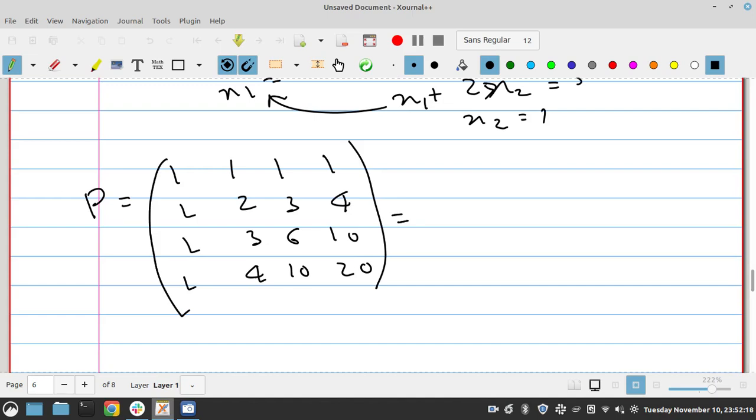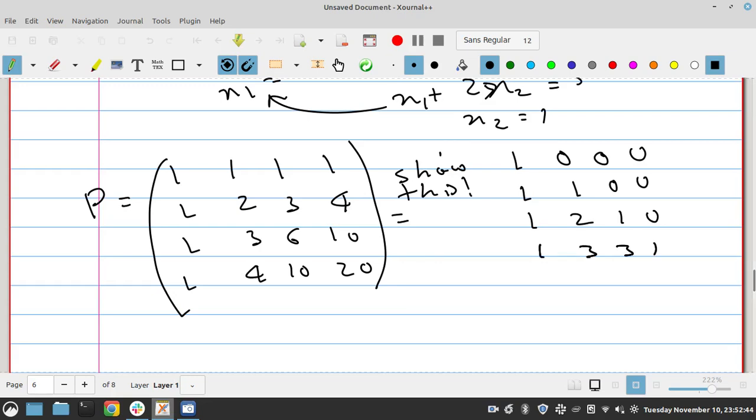This I can write as an LU matrix. This can actually be written as 1 0 0 0, 1 1 0 0, 1 2 1 0, 1 3 3 1. Okay, so this is how P can be written.